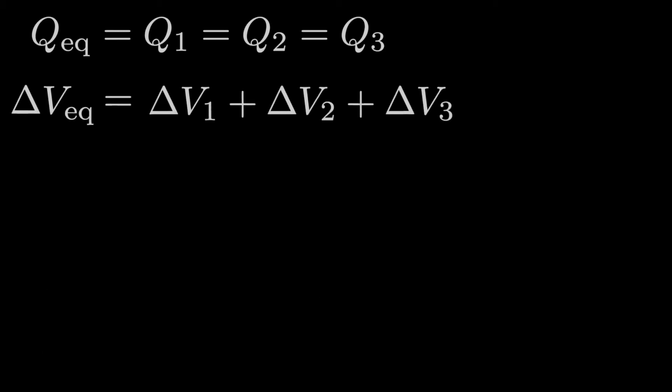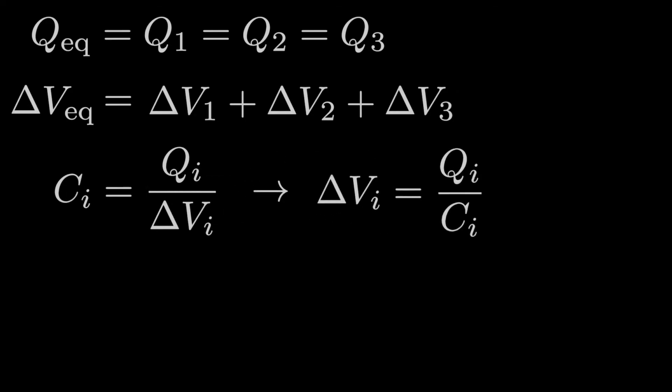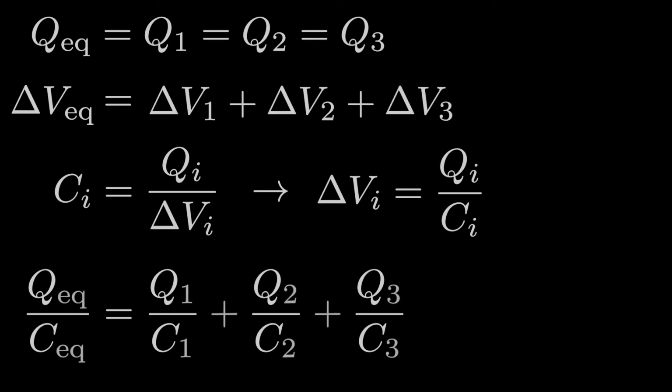We remember that for each individual capacitor, we can say the capacitance is equal to Q over delta V for that capacitor. Before we solved for Q because the Q's were additive, but in this case it actually makes more sense to solve for delta V because the delta V's are adding up. Then it looks like this for each capacitor. Now we can plug this relationship into our equation with the potential differences adding up, and we end up with this equation here.